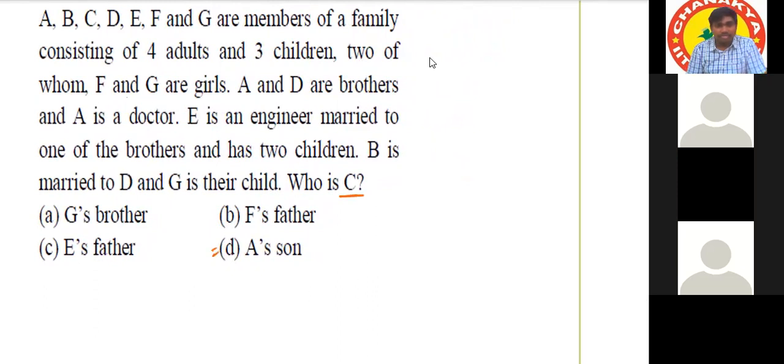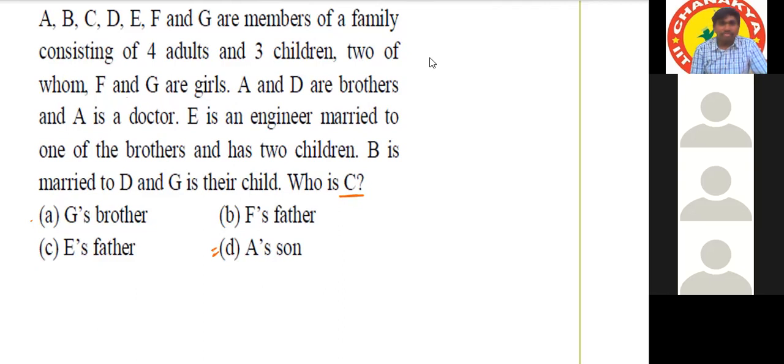Let us see. Ananya, Harini. Sir, A's son. Sir, D. A only. A's son means option D only. Okay. Yes, sir. A's son. Okay, see. Sir, it's option D itself. Option D itself. Okay.